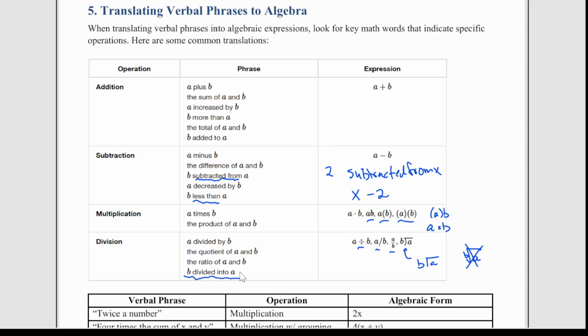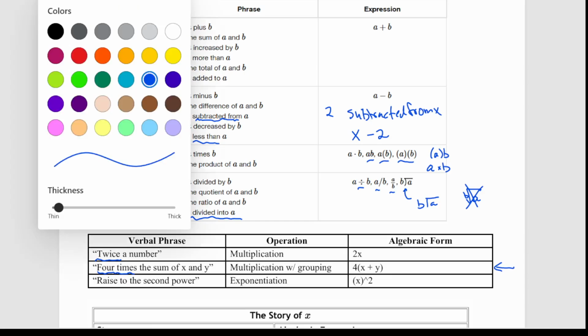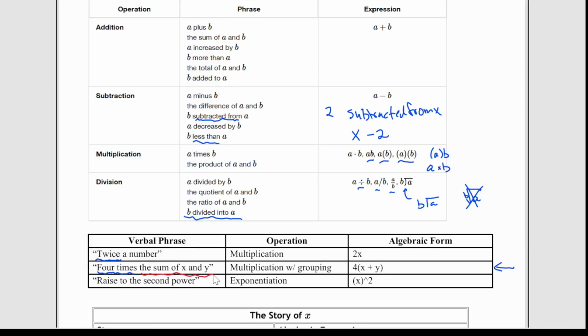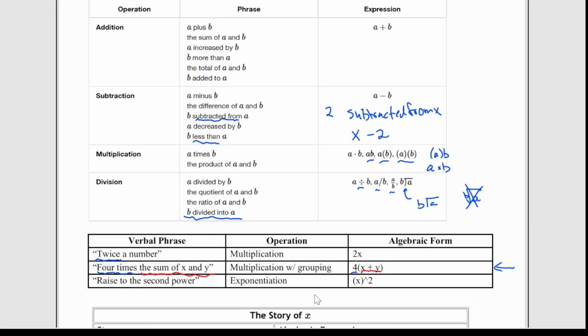For multiplication, times and product tend to be the key words, but sometimes other words come up as well. If you say specifically twice, or 4 times, or 3 times, or triple, that's again indicating multiplication. Sometimes they might even mix and match, like in this second line, where we have 4 times indicating the multiplication, but it also says the sum of x and y. So for the sum of x and y part, we have x plus y in parentheses, and for the 4 times part, we have the 4 on the outside.